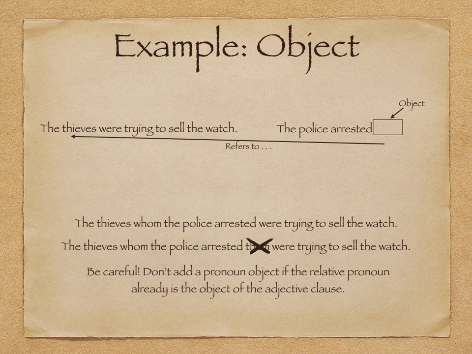So whom the police arrested, that's my adjective clause. Police is the subject of that adjective clause. It's the subject of the verb arrested, and whom is the object of the verb arrested. Even though it's coming before the subject, it is still the object of the clause.